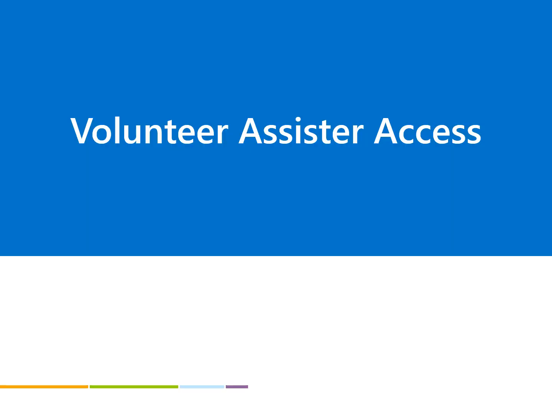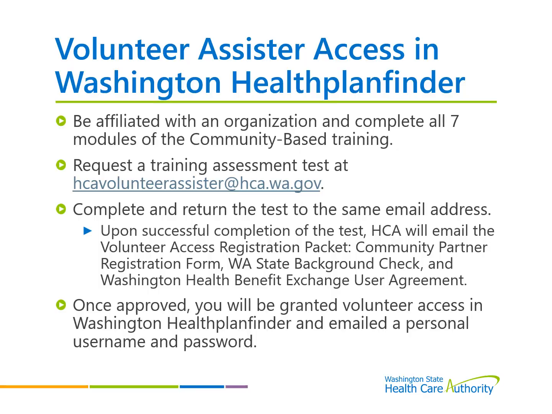Volunteer Assister Access. For Volunteer Assister Access and Washington Healthplanfinder, you must be affiliated with an organization and complete all 7 modules of the community-based training. Request a training assessment test at HCA Volunteer Assister at hca.wa.gov. Complete and return the test to the same email address.